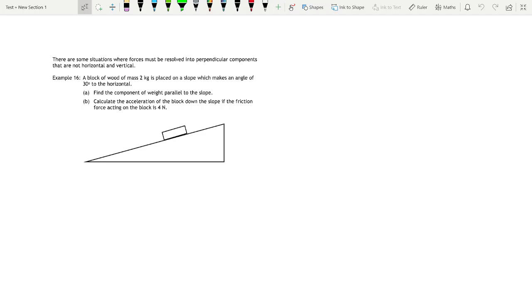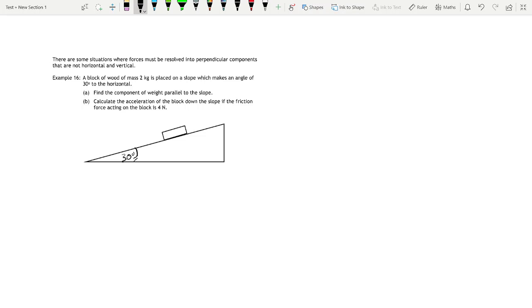Okay, so there are some situations where forces must be resolved into perpendicular components that are not horizontal and vertical. Up until now, we've just been doing the x component and the y component, the horizontal and the vertical component. So for example, this one: a block of wood of mass 2 kilograms is placed on a slope which makes an angle of 30 degrees to the horizontal. So this angle here is 30 degrees.